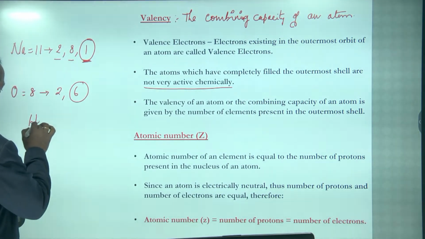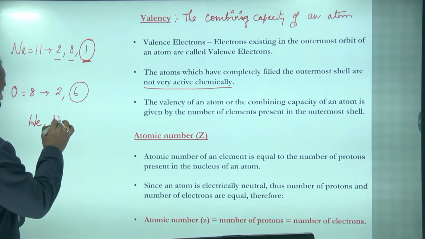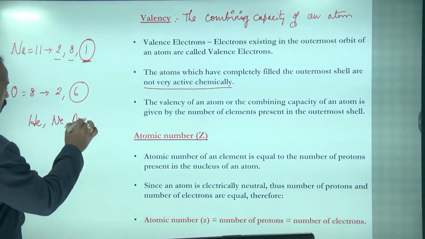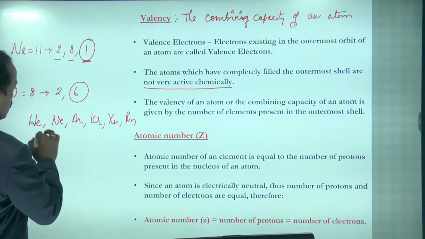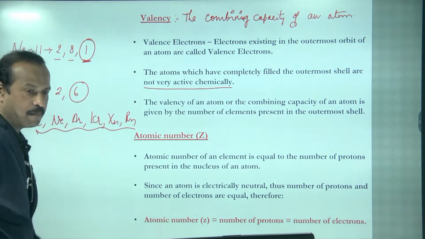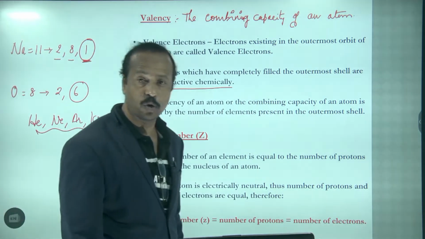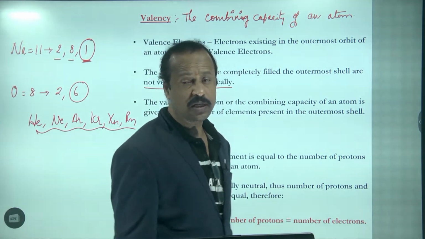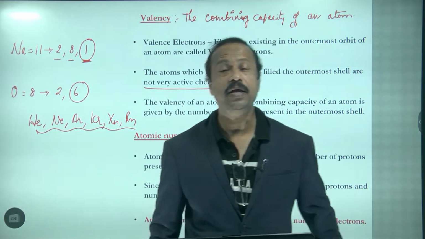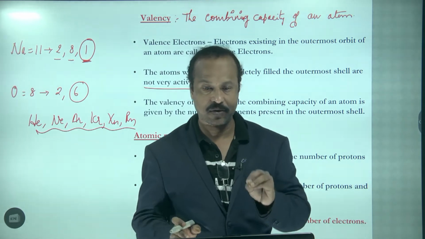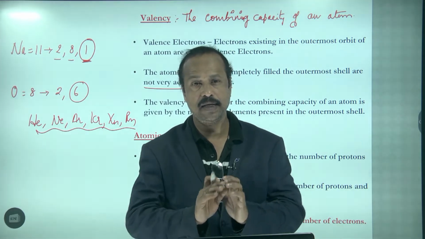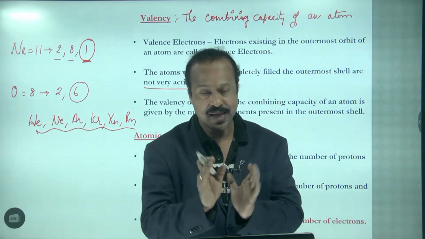Like helium, neon, argon, krypton, xenon, radon. These are the examples of inert gases, or we can say noble gases. So the speciality of these noble gases is that their outermost orbit is filled with 8 electrons, except helium. Except for helium, the remaining are all filled with 8 electrons.